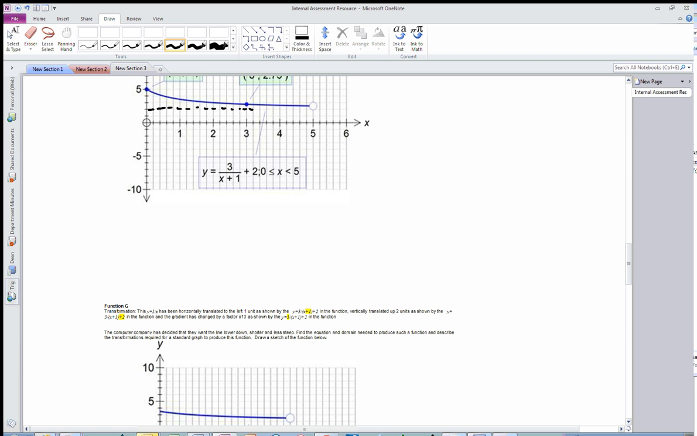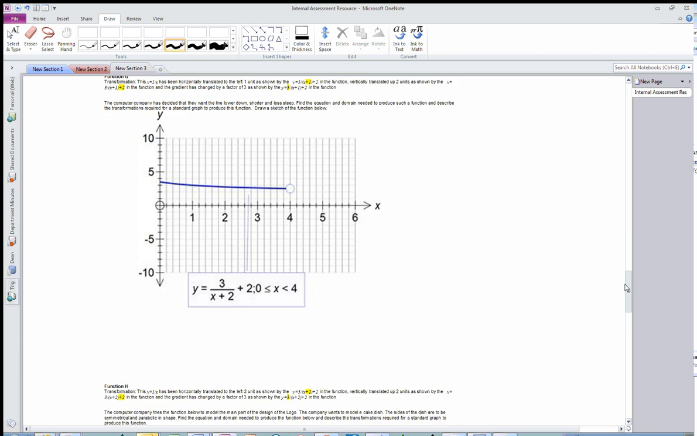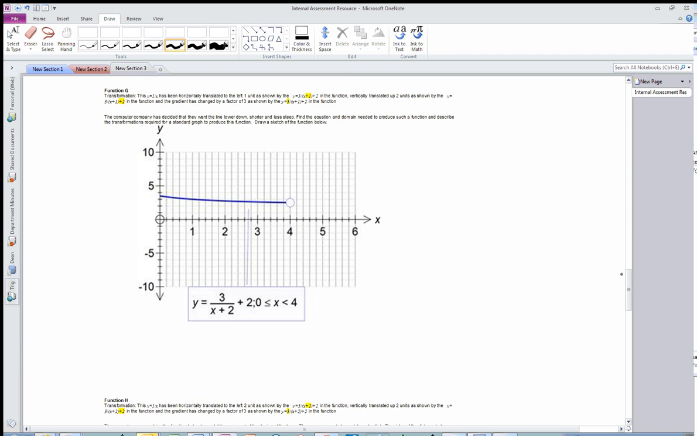The next thing they have to do, which is really the extended abstract part of it, is take the function that was up there and move it in such a way as to do what they've asked. They want the line lower down, shorter and less steep. So it has to start at a lower point, and they want it less steep. If you want it starting at a lower point, you've still got to have this plus 2, because that is the asymptote.